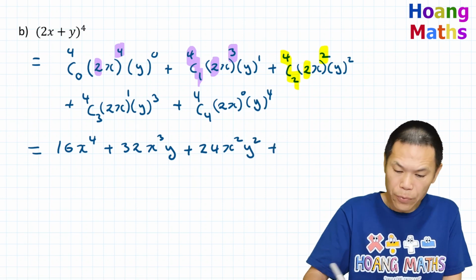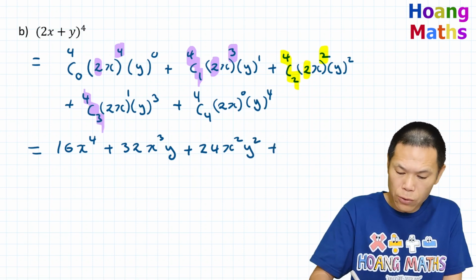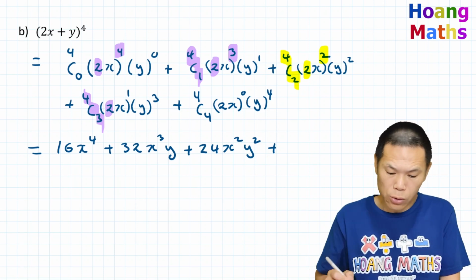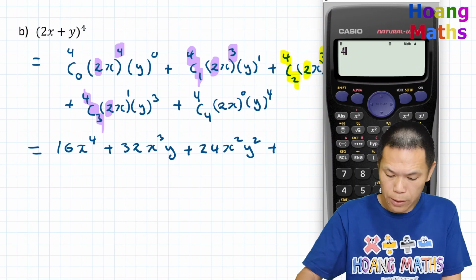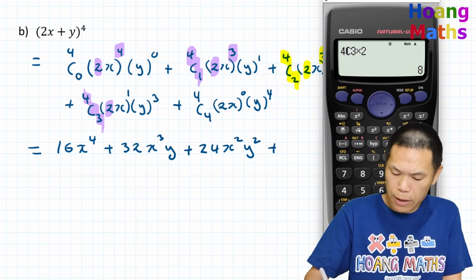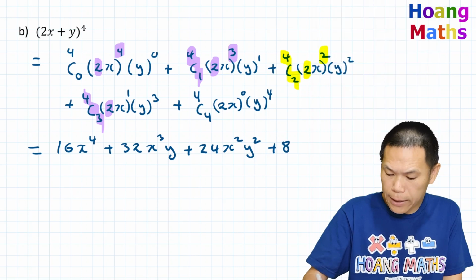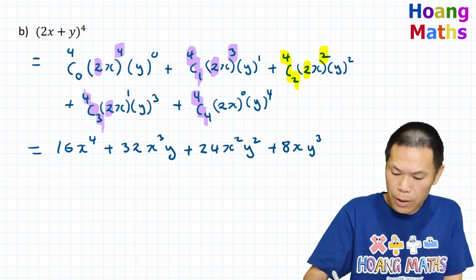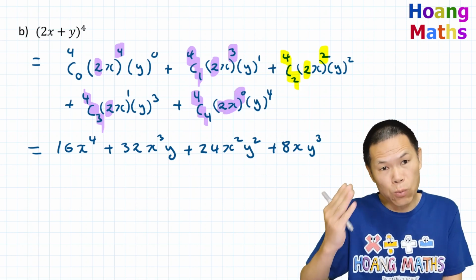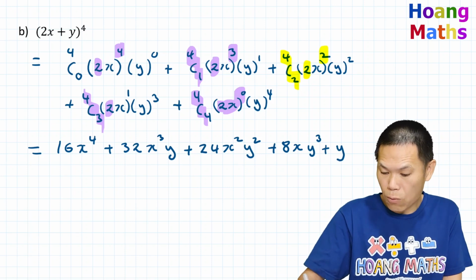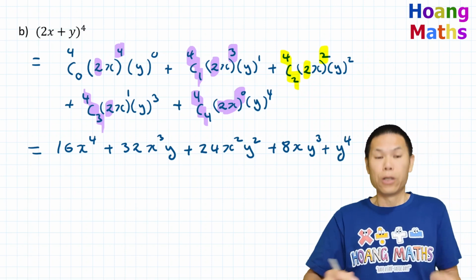Then we add 4C3 times 2. So 4C3 times 2 gives me 8. So 8x and y to the power 3. We have 4C4 is equal to 1, and (2x) to the power 0 is 1. So therefore, we are left with y to the power 4. So there you go.